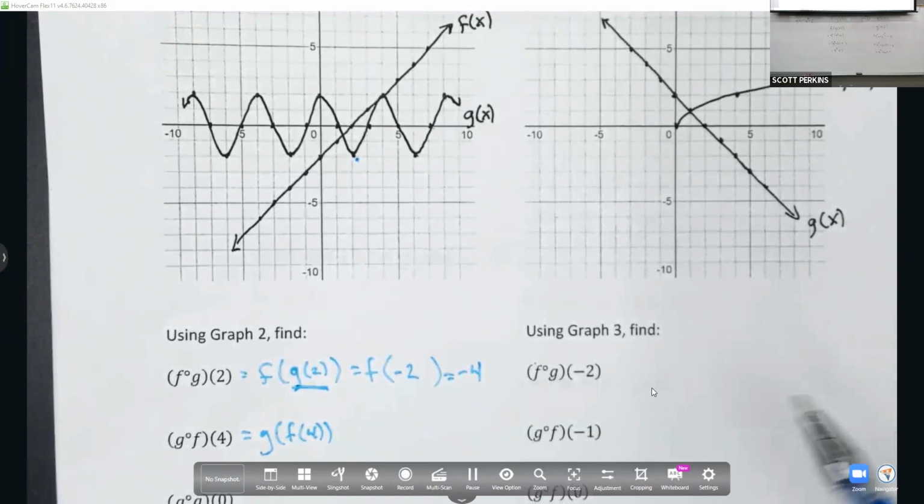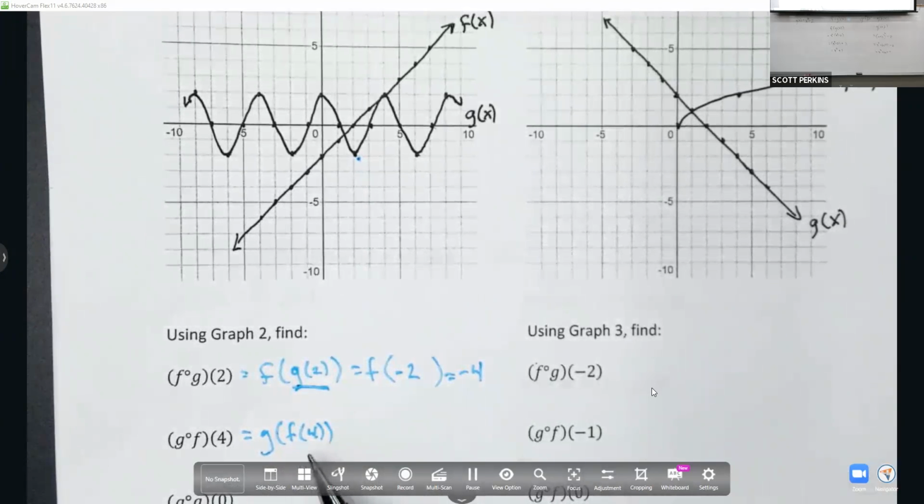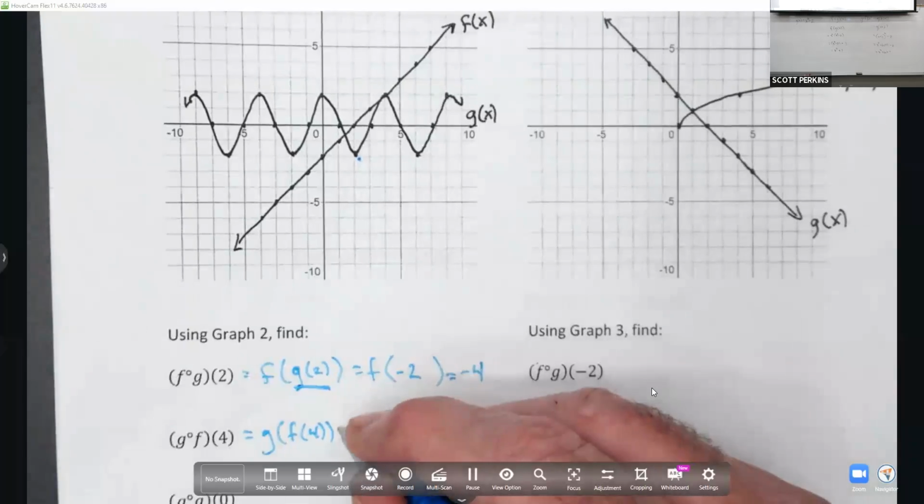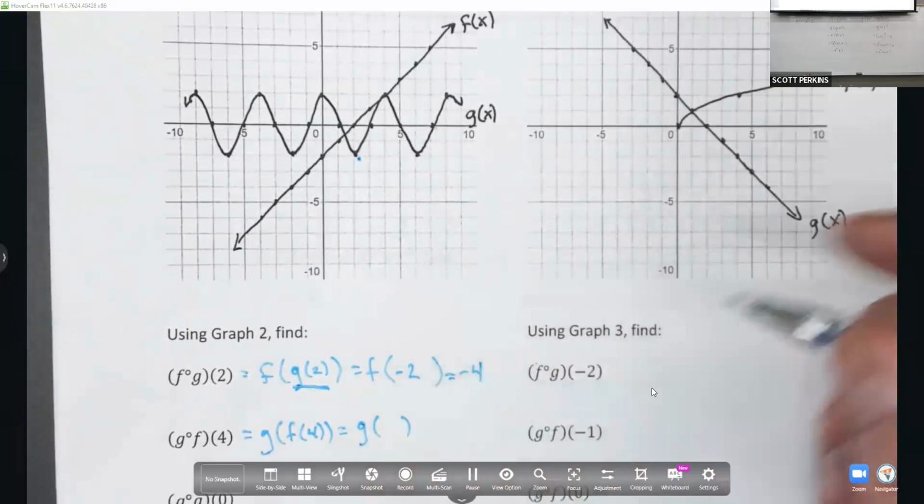If the g comes first, it's on the outside. And then on the inside of the parentheses, I've got f of 4. So here goes f of 4, my line. What is the line evaluated at the x value 4? What y value pops out of that?